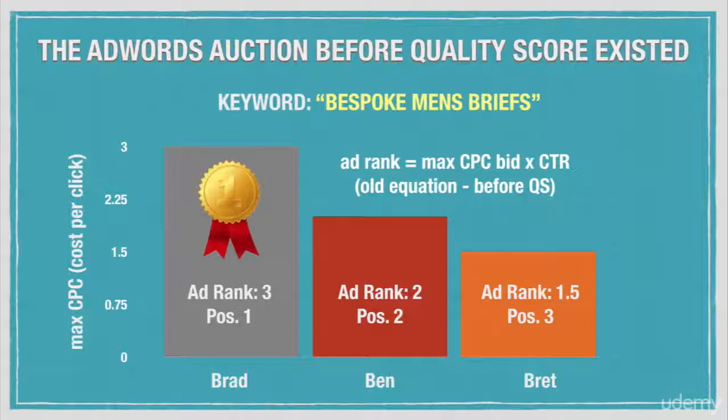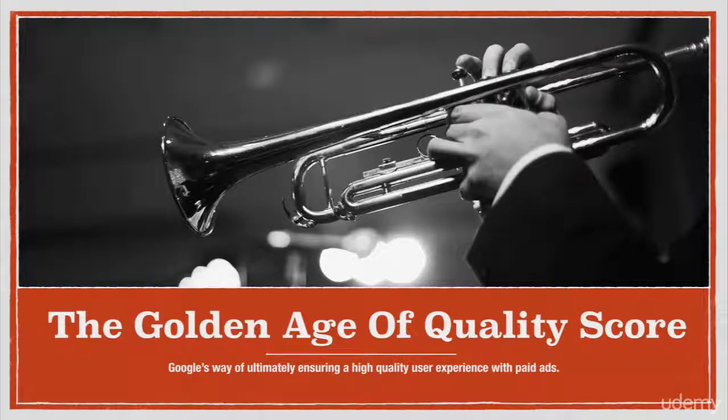What's important to know now is that before quality score came along, the highest ad rank was essentially awarded to the highest bidder. But once quality score was introduced, everything changed, and things got a whole lot trickier. So as we saw in the previous example, calculating ad rank based solely on max CPC bid did very little in the way of ensuring a high quality user experience with paid ads.